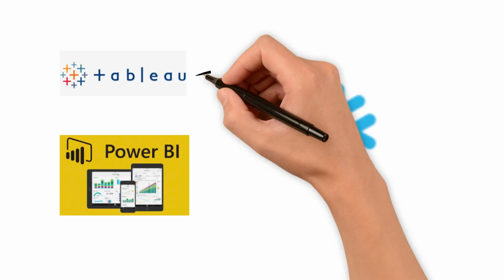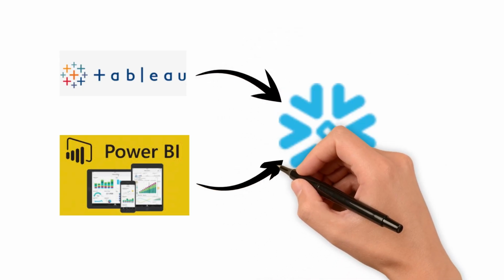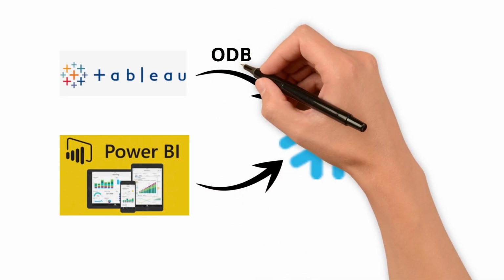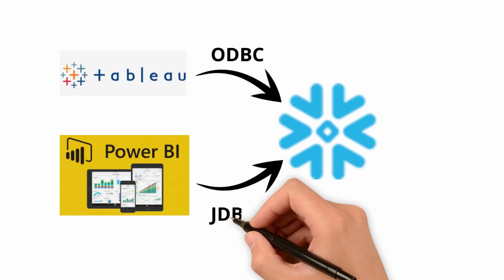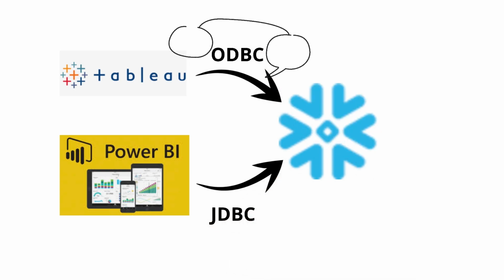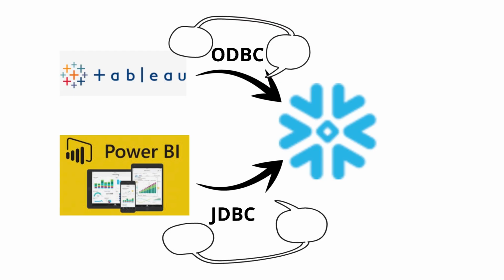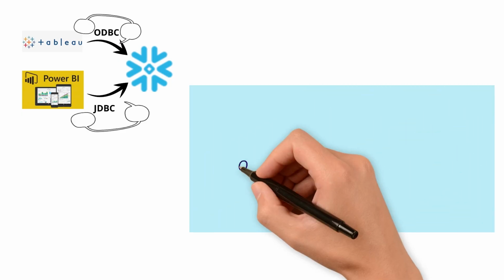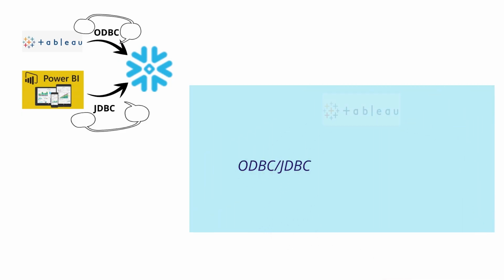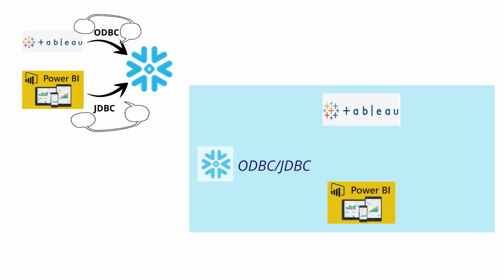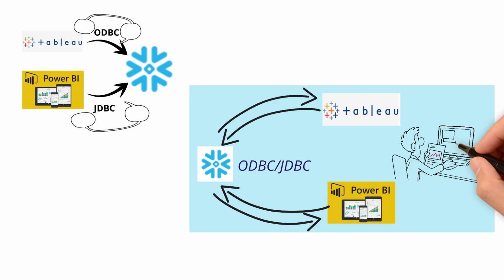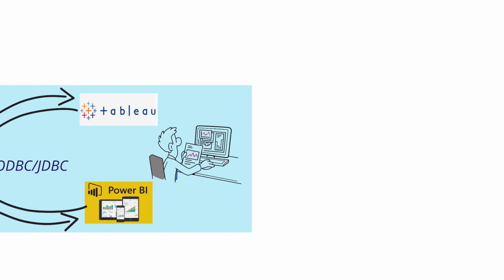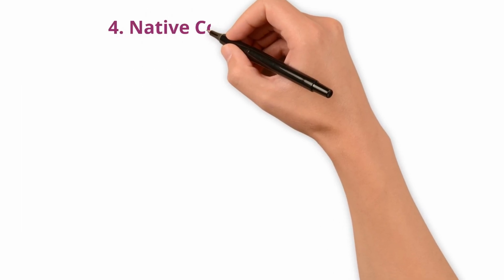They need a bridge. That bridge is exactly what ODBC and JDBC drivers do. They let these applications communicate with Snowflake, translating their requests into something Snowflake understands. In practical terms, with ODBC and JDBC drivers, your BI tools can query Snowflake directly and get live data for dashboards, reports, or applications. Now let's explore another powerful way to interact with Snowflake: native connectors.